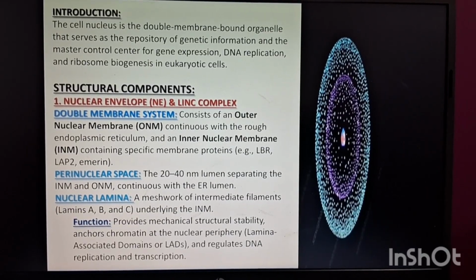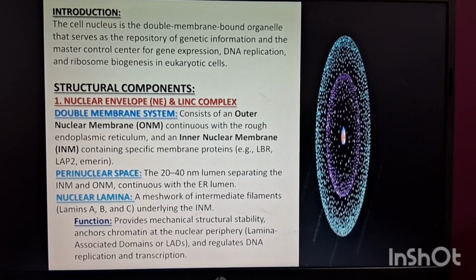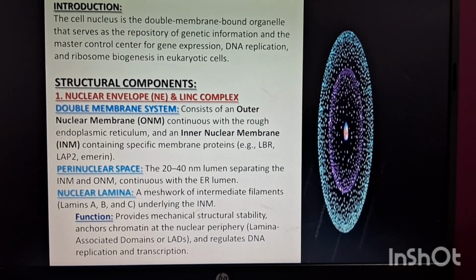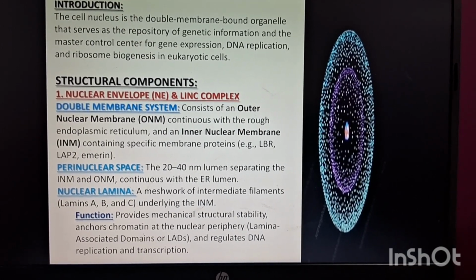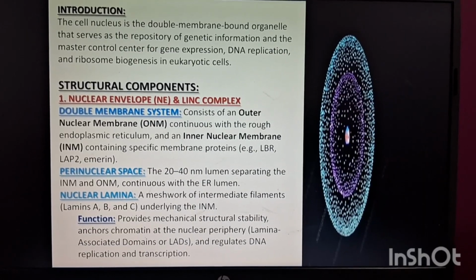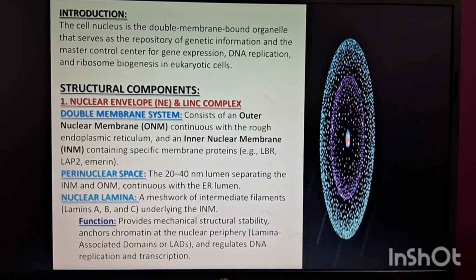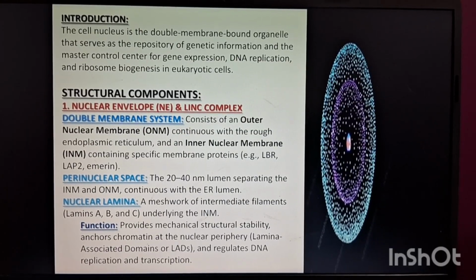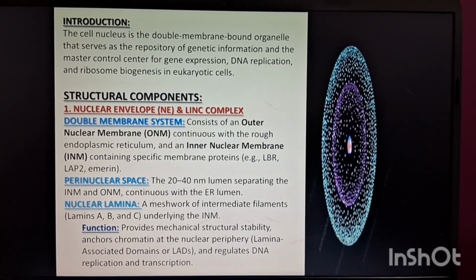Next, the nuclear lamina. A meshwork of intermediate filaments, that is lamins A, B and C, underlying the INM. Function: it provides mechanical structural stability, anchors chromatin at the nuclear periphery, that is lamina associated domains or LADs, and regulates DNA replication and transcription.